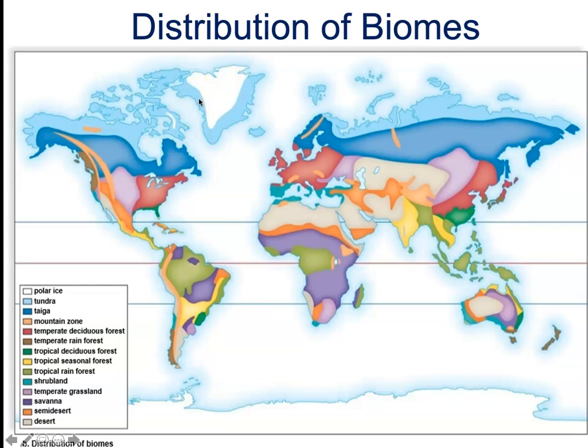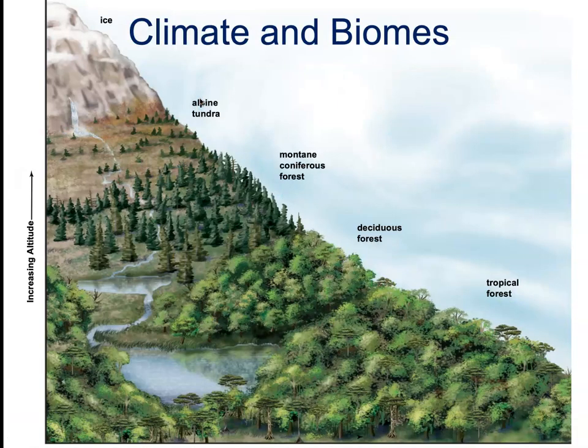A very similar sequence is actually seen if you are ascending a mountain. Even in a tropical rainforest area, if there are high mountains in that region, you will see tropical rainforest near the base, deciduous forest as you climb, then a montane coniferous forest, finally the alpine tundra, and then a frozen tundra at the summit of that particular mountain.